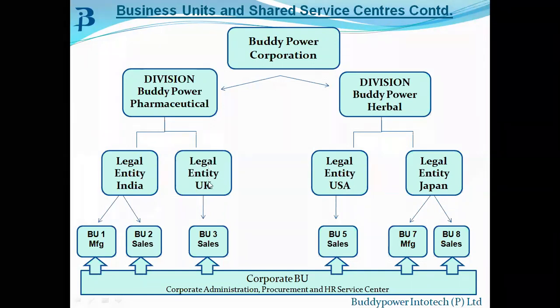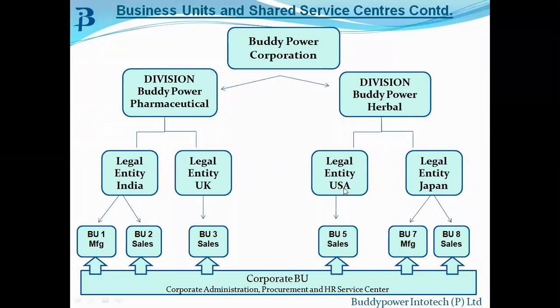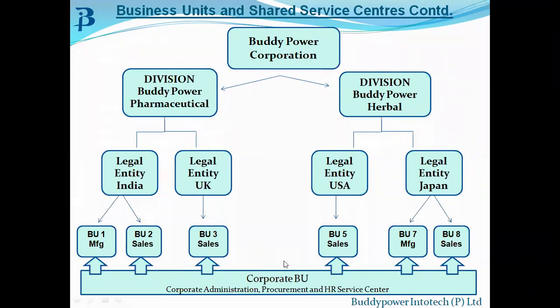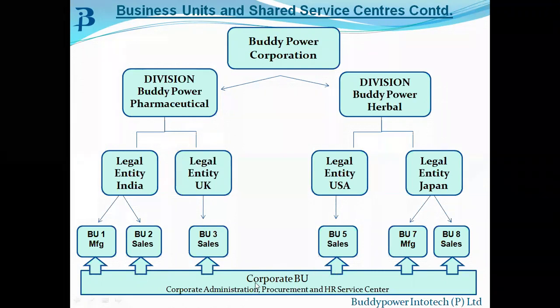Whereas the legal entity of UK under Pharmaceutical and the BU under the USA legal entity of Herbal are taking care of only sales. And in the legal entity of Japan, which is the same as India, it has two BUs, under which one BU is taking care of manufacturing and the other is taking care of sales. Now again, as I already mentioned, the Oracle Fusion applications allow defining a relationship between BUs to select which BU would provide services to the other BUs. So that is your corporate BU.